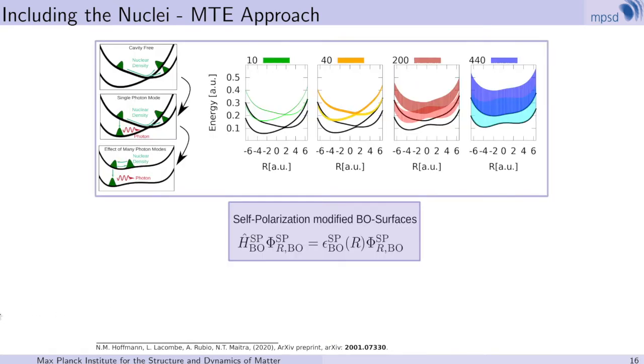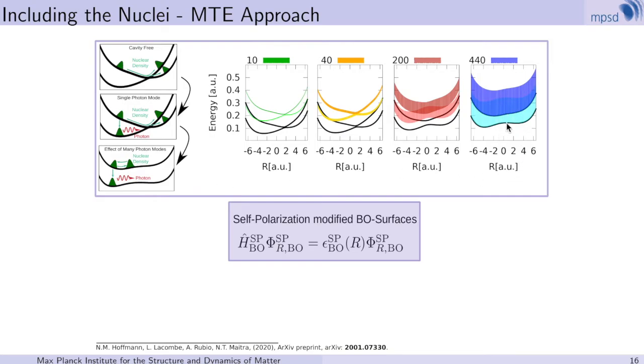And to show the impact of the self-polarization, we now introduce the so-called self-polarization modified Born-Oppenheimer surfaces, which is a very simple setup where you just take your Born-Oppenheimer Hamiltonian and add the self-polarization and solve your eigenvalue problem, or calculate your surfaces, and what you get is the following here. Here you really see why the self-polarization is that important, because in the 10-mode case, the Born-Oppenheimer surfaces and the self-polarization modified Born-Oppenheimer surfaces are on top of each other and the dynamics are the same. But the more photon modes we include, the more different those surfaces get.